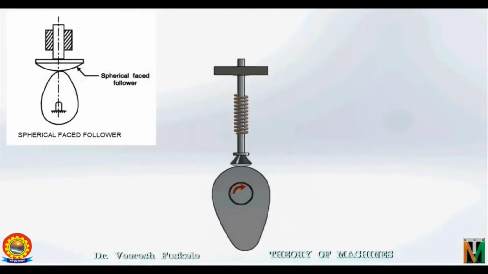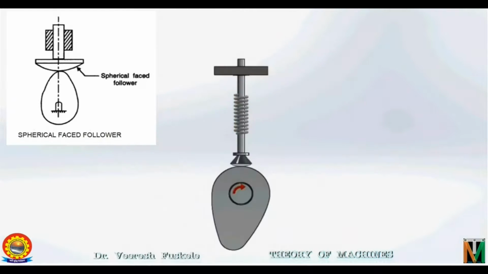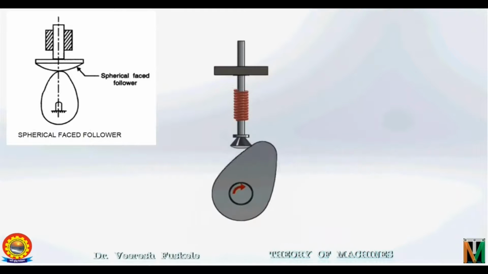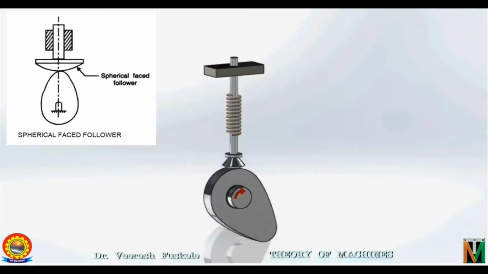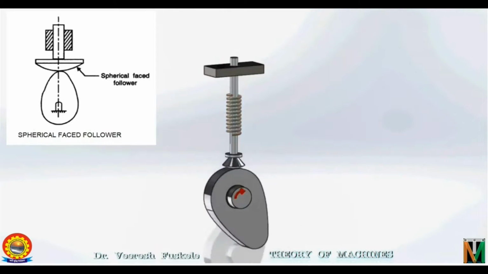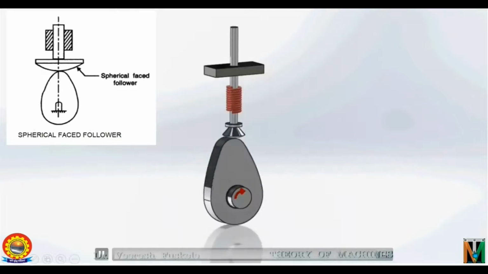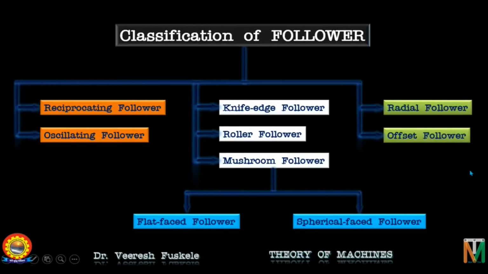So you can see that the surface of the follower that is in contact with the cam is spherical shaped or curved shaped. So this basically reduces the problem of misalignment and deflection, and this also does not have the problem of jamming of cam. Moving ahead, we have the next classification based on the location of the line of movement, radial follower and offset follower. So let's see the radial follower first.